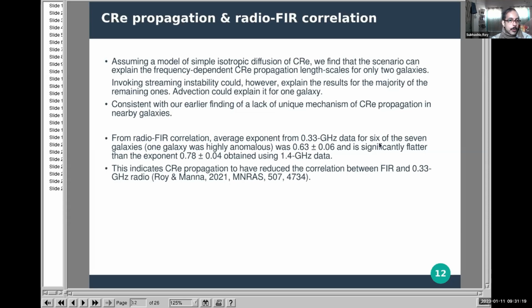So this indicates the propagation to have reduced the correlation between FIR and 0.33 gigahertz radio. So why is the correlation reducing at lower frequency? That is the main thing: where the source is, we are seeing radio beyond that. So when you are considering the source and taking the ratio between FIR and radio, if FIR is coming from a region, whereas radio is carrying it beyond that, this will of course lead to a lack of correlation, and that is what is being seen. But still, the correlation is significant at the 330 megahertz radio versus 70 micron.